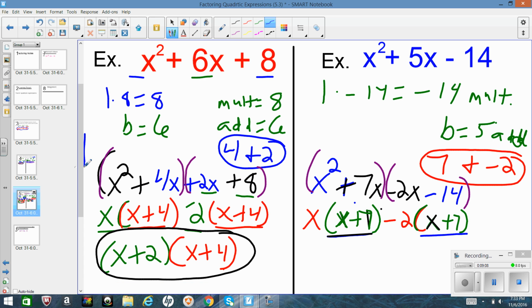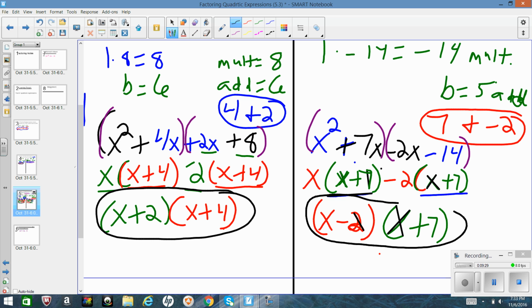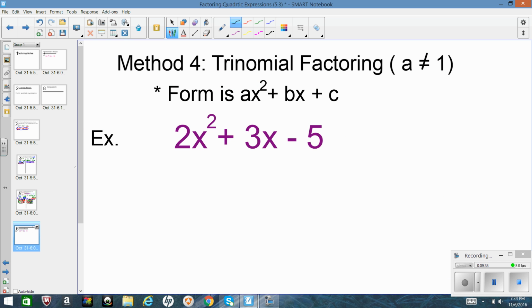So now I can write my final answer as what I factored out, which is x minus 2, and what was common when I factored out, which was my x plus 7. And there's my final answer, which is x minus 2 and x plus 7. Let's go on to our next example.